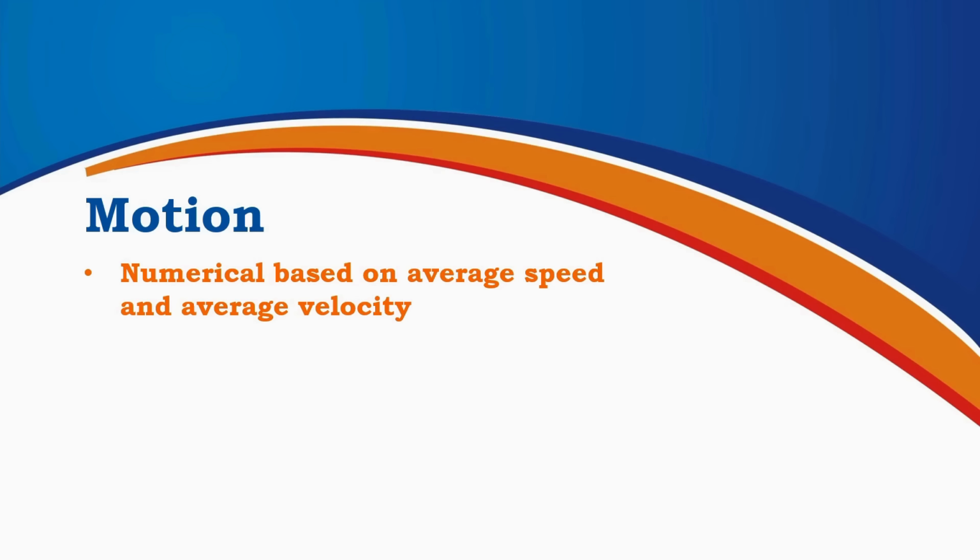Distance is the actual path covered by the object, while displacement is the shortest distance between the initial position and the final position along a particular direction. Because of this difference, average speed and average velocity may not always be the same. In the next example, we will apply these concepts and learn how to calculate average speed and average velocity step by step.